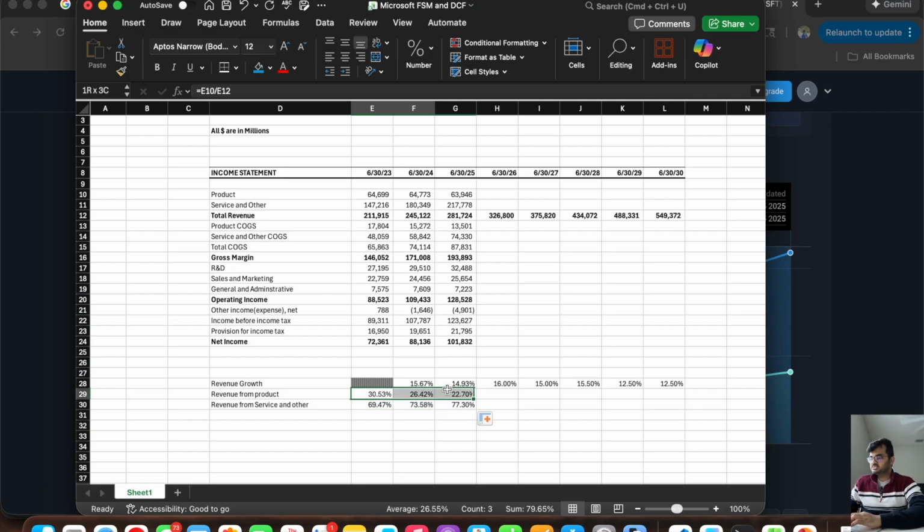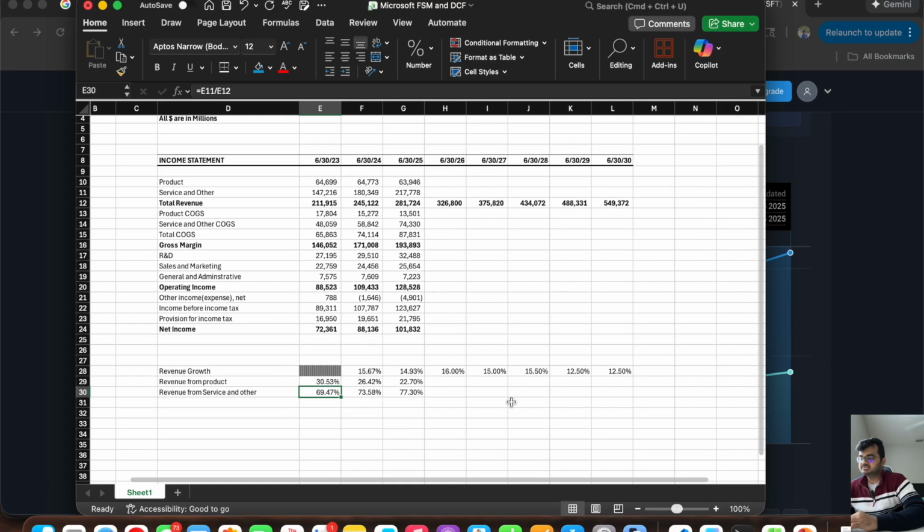So by just looking at these two numbers, what we could notice is that product contributed around 30% in 2023. Drastically, it has reduced to 22% in the most recent year, whereas the service sector, which was around 70%, is now 77%. Might be by end of the day it needs to be 100%.